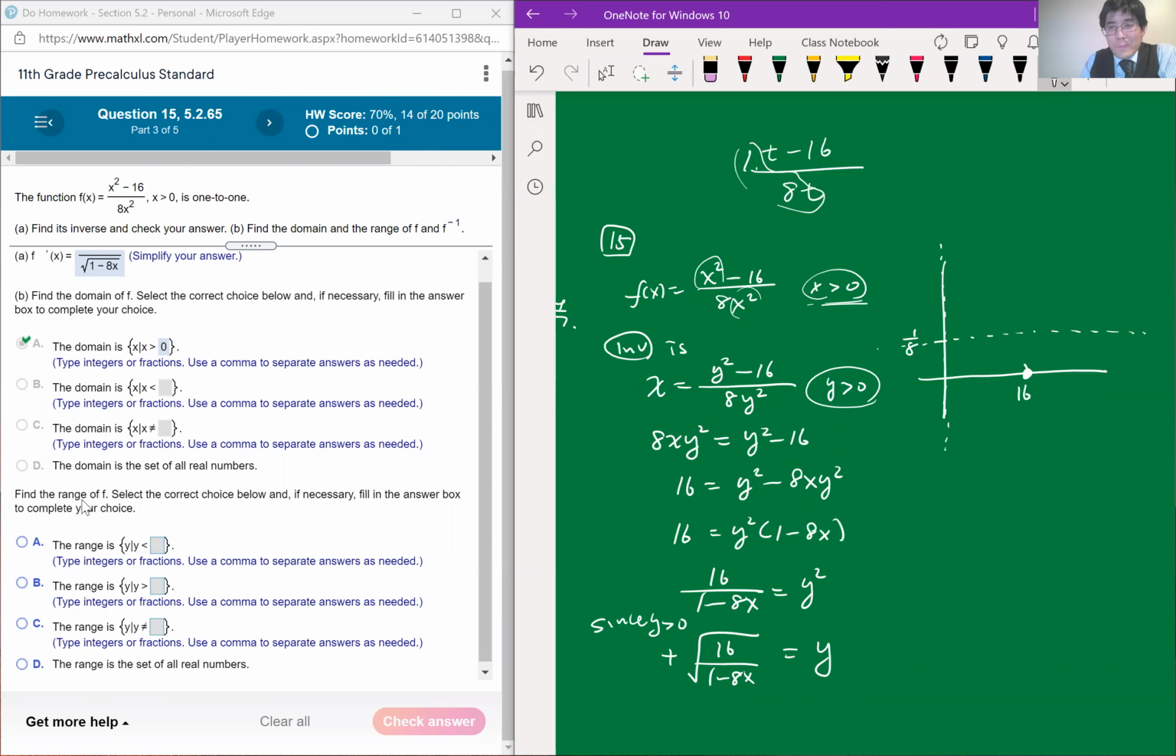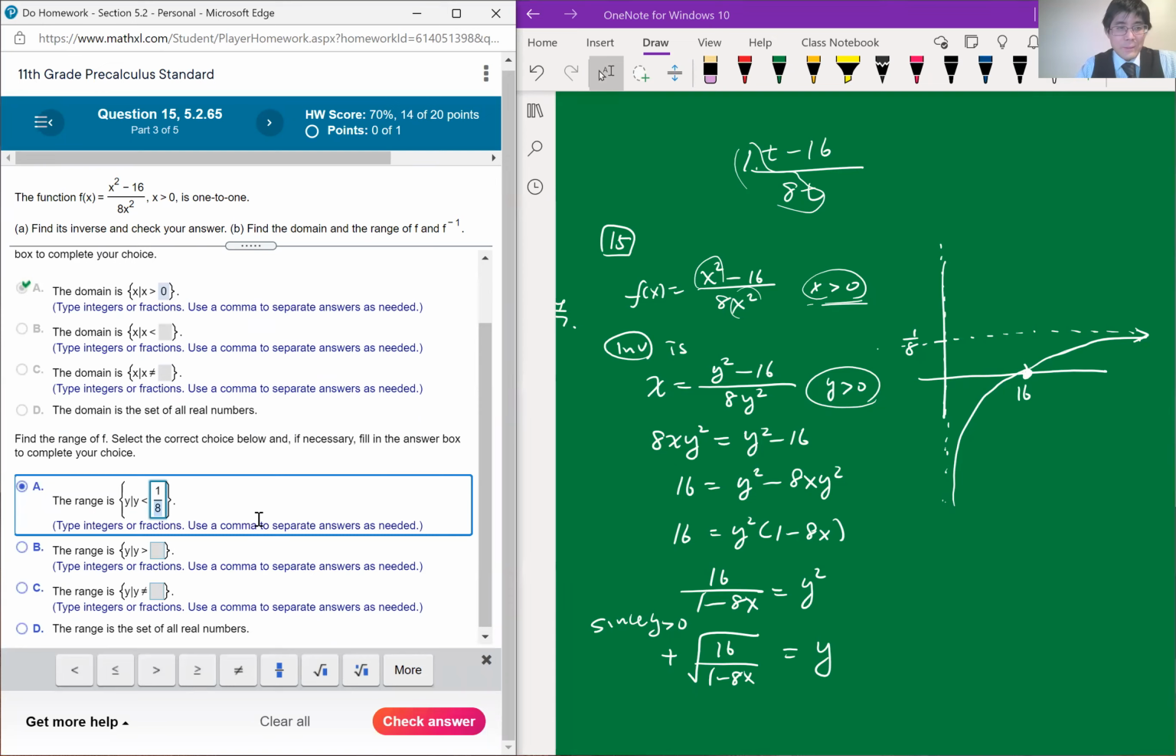So as x is getting closer to 0, it's going to be negative values. So I can guess it's going to be negative here and positive later, getting closer to 1/8. So the range seems to be everything below 1/8. So y must be everything below 1/8.